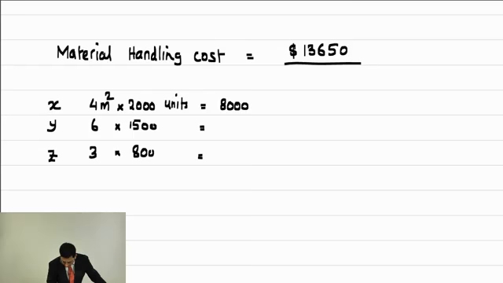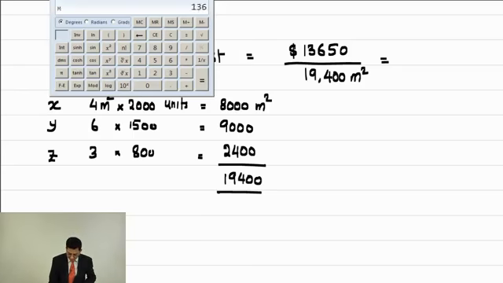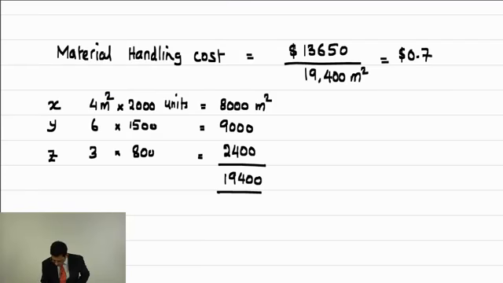And that will give me the total number of materials to be handled in year 2014: 8,000 square meters, 9,000 square meters and 2,400. In total 19,400 square meters. That's the total of the cost driver. So here we go, 13,650 divided by 19,400, that comes to 0.70 approximately. 70 cents approximately per square meter.